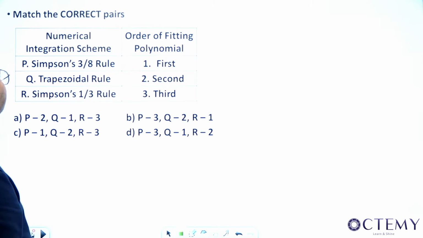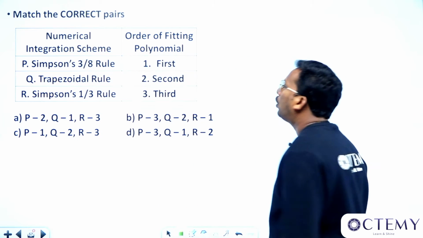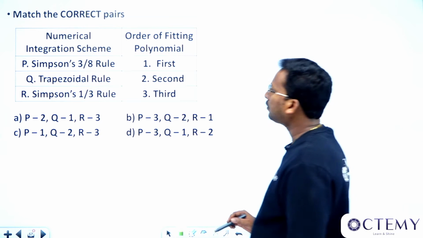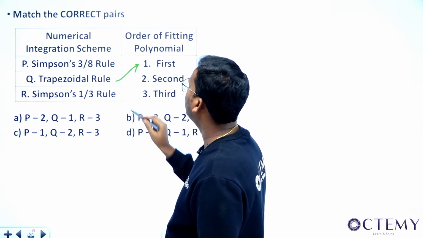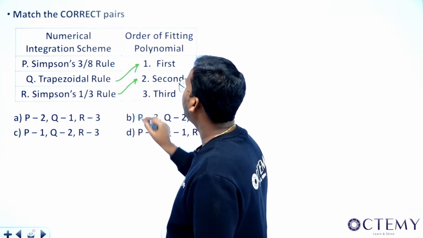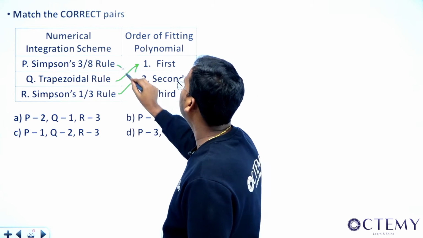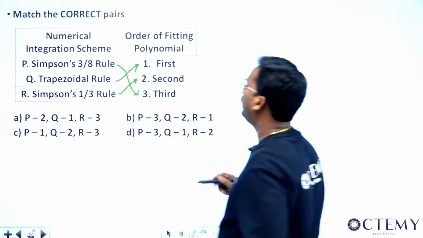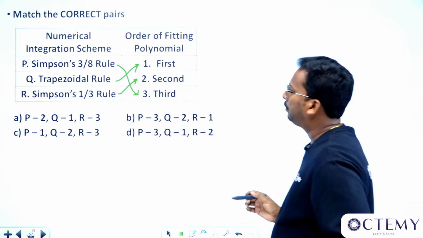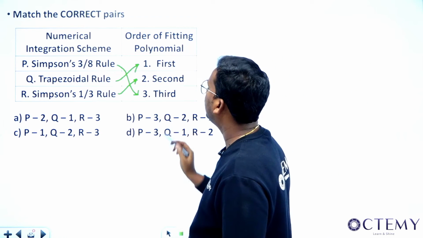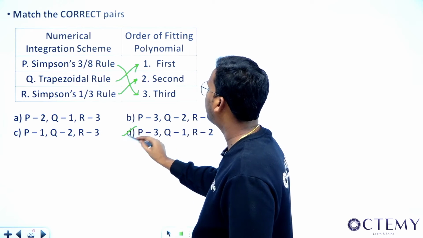It is telling us to match the correct pairs: the numerical integration scheme and the order of the fitting polynomial. Very good, sir. We know that trapezoidal is first order. That means Simpson's 1/3 should be second order, because we fit a line here, and we put a parabola there, and 3/8 is a third order thing, sir. So P should be 3, Q should be 1, R should be 2. P is 3 here, Q is 1 here, and R should be 2. So option D is perfectly alright.